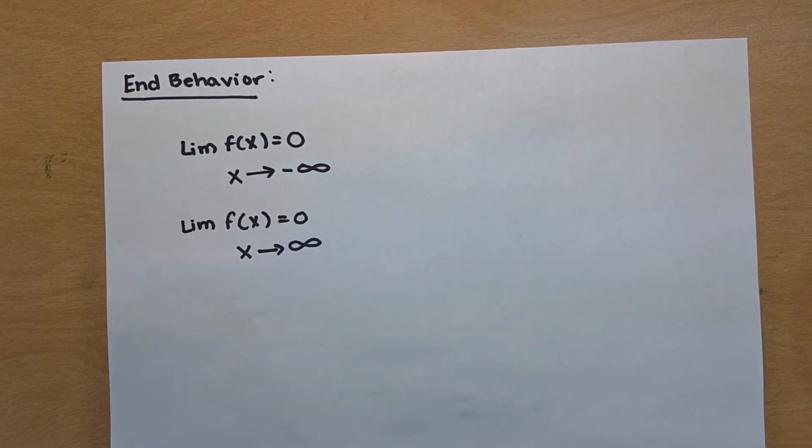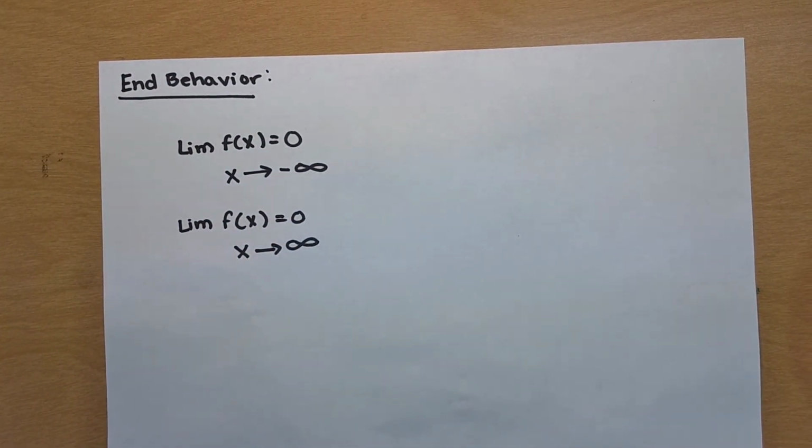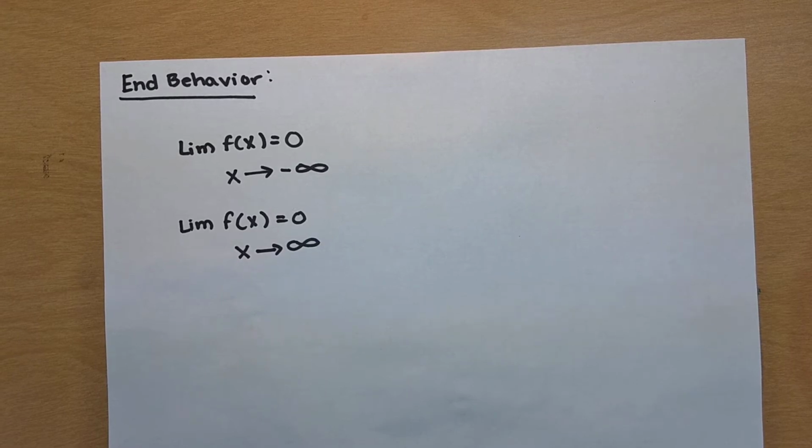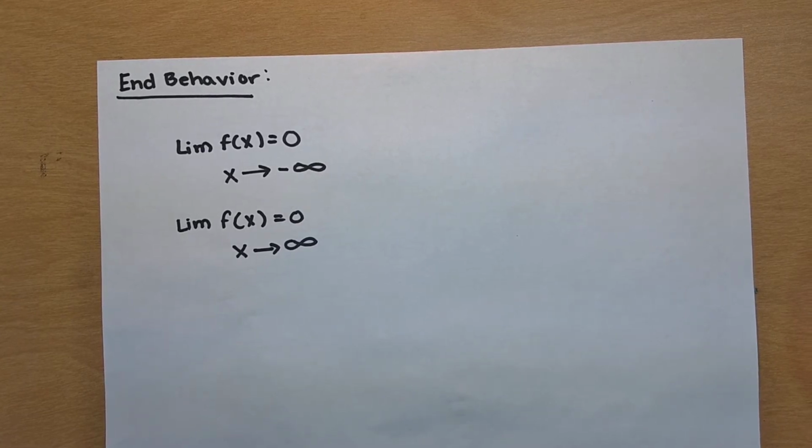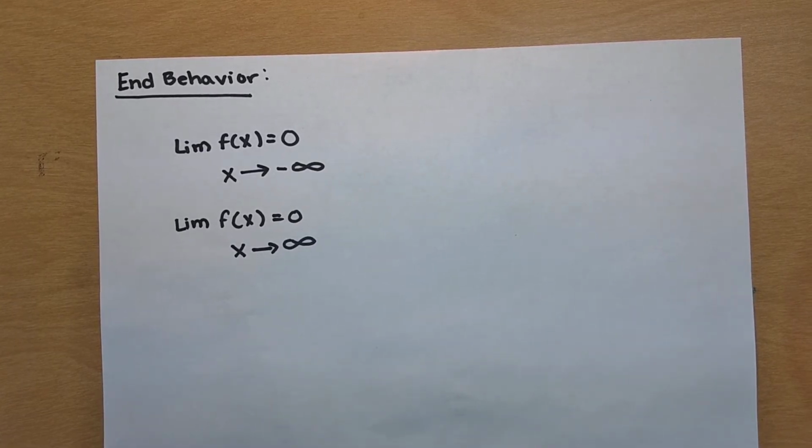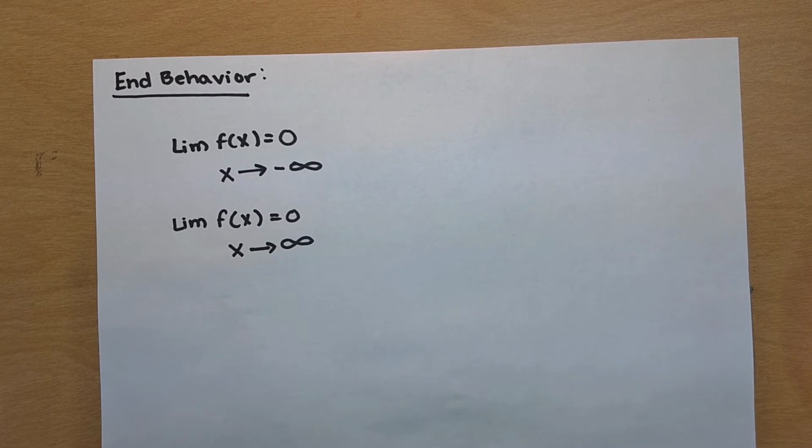This function is decreasing from 0 to negative infinity and also decreasing from 0 to infinity. There are no extrema. The end behavior of this function is, as x approaches positive and negative infinity, y approaches 0.